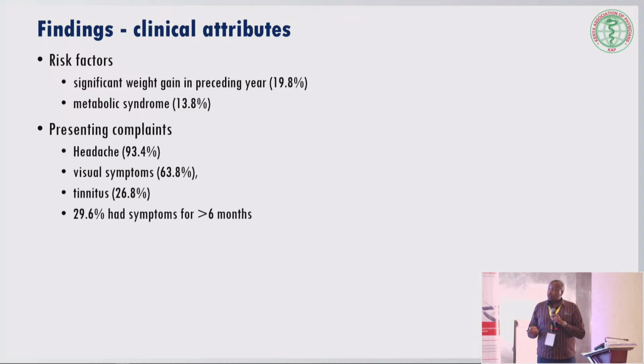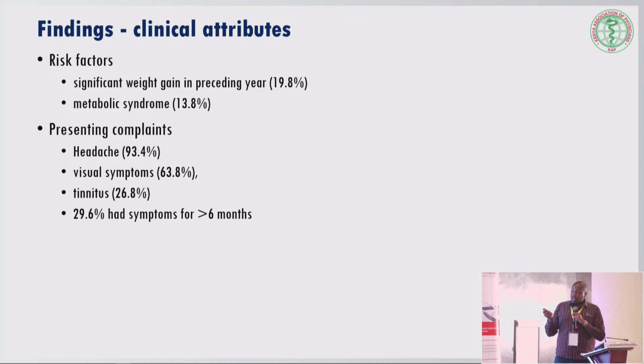So about a fifth of the patients had significant weight gain in the preceding year before the diagnosis, and about 13% of patients had been diagnosed with metabolic syndrome. And this is also significant because, remember, these are patients in their 30s who are hypertensive, diabetic, they have central adiposity and all that. Virtually all patients came with headache at 93%.